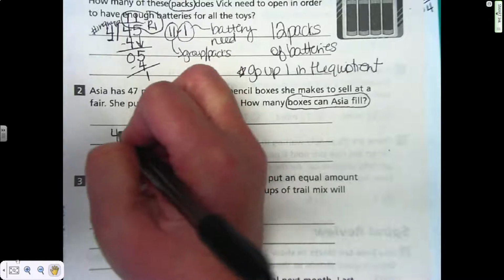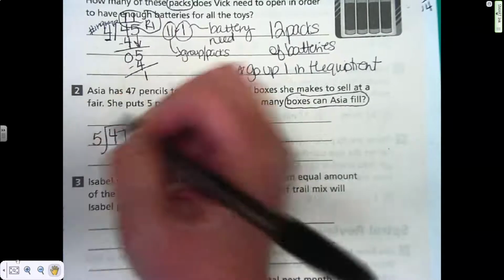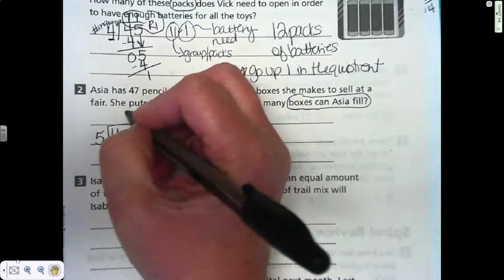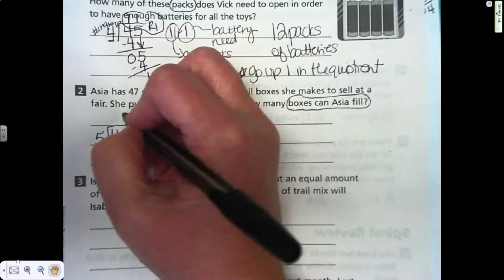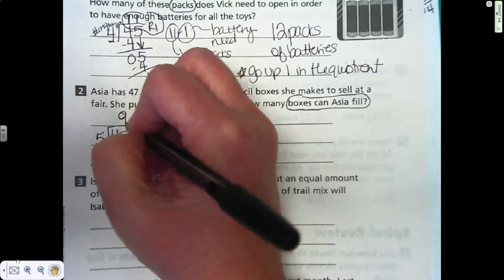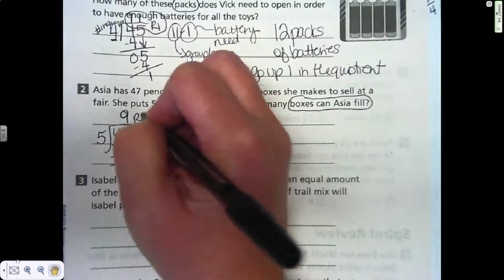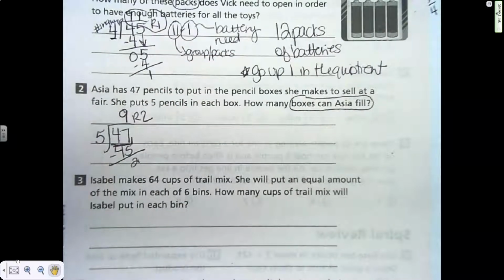So I know that's 47 divided by 5. Well, 5 won't go into 4, so I have to take the whole 47. And I know that that will be 9. 9 times 5 is 45. Subtract and I get 2. So I have 9 with a remainder of 2.